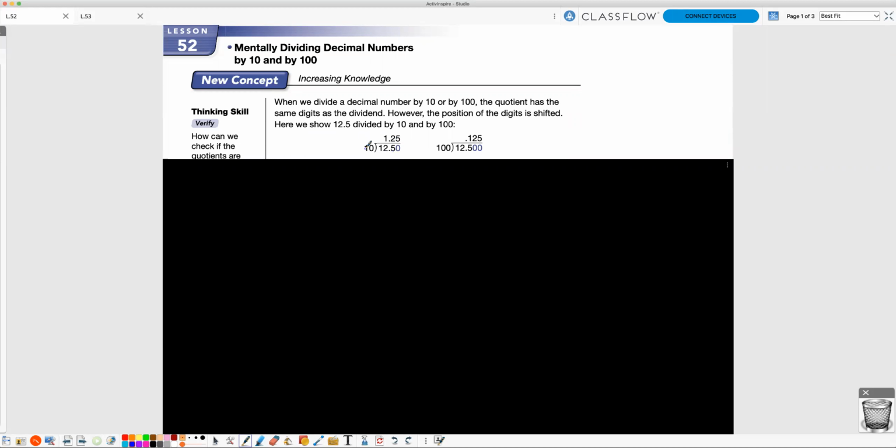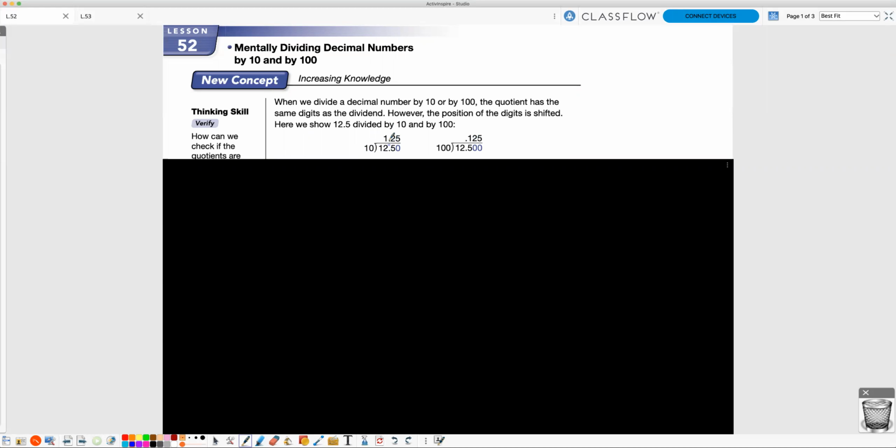12 and 5/10 divided by 10. You see 10 will go into 12 one time. 10 times 1 makes 10. There'd be 2 left over. 25 divided by 10 is 2, which would get us close enough to be 5 away from that. And you'd end up with 1 and 25 hundredths.